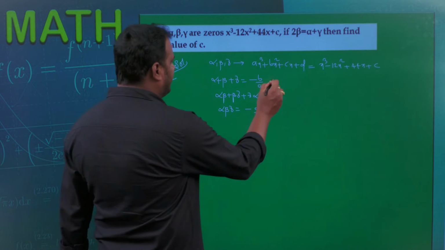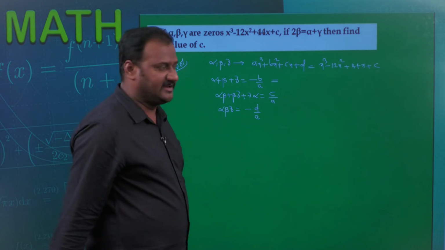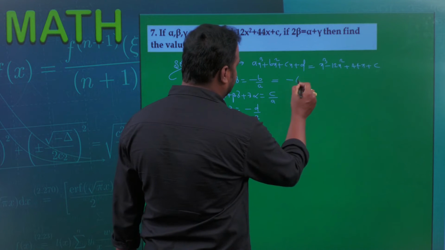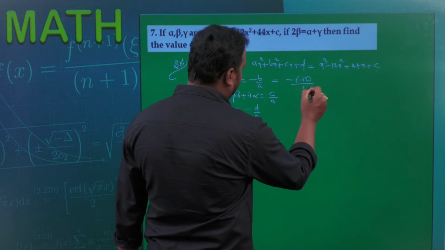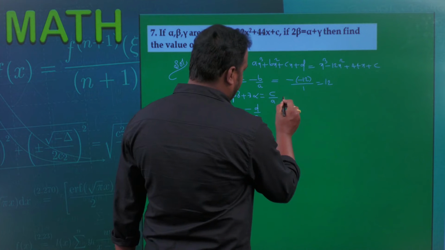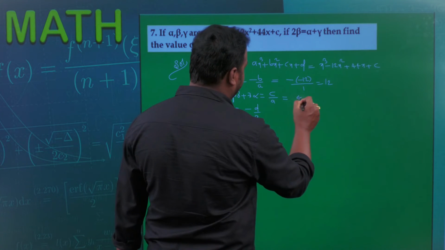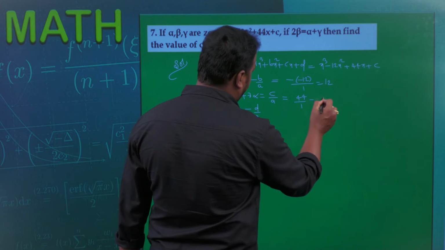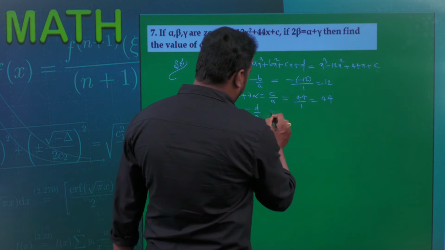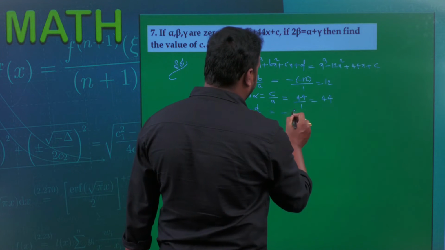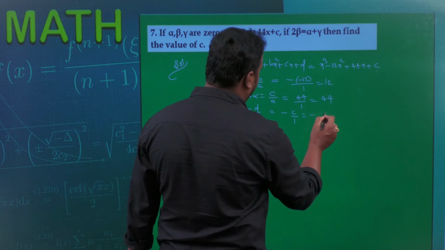So we can find alpha plus beta plus gamma. Alpha plus beta plus gamma is equal to minus b, where b is minus 12, divided by a, which is 1, so it is 12. And c by a: what is c here? The coefficient of x is 44, so it is 44 divided by a, which is 1, so 44. And minus d by a: what is d here? d is equal to plus c. So c divided by a, which is 1, gives minus c.